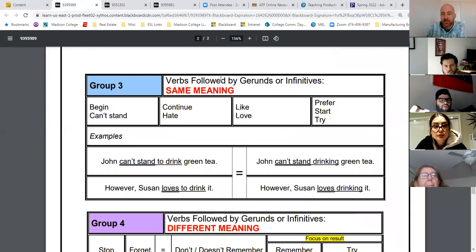Again, some verbs can be followed by a gerund or infinitive and the meaning does not change. The verb to can't stand means you don't like. John can't stand to drink green tea has the same meaning with the infinitive to drink and the gerund drinking. John can't stand drinking green tea. The meaning is the same.